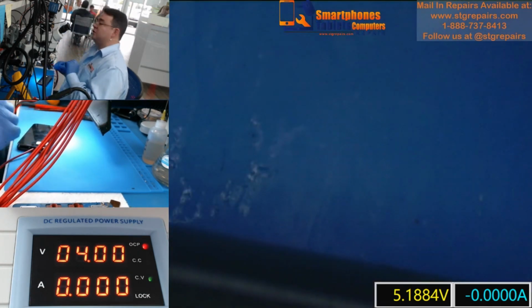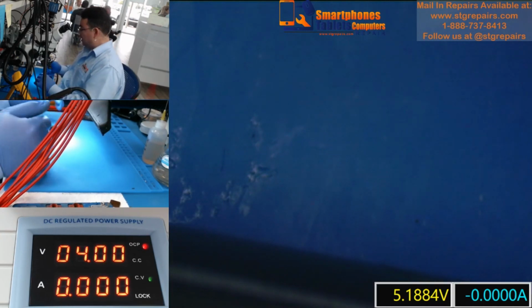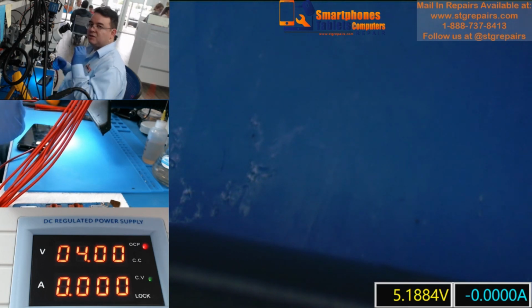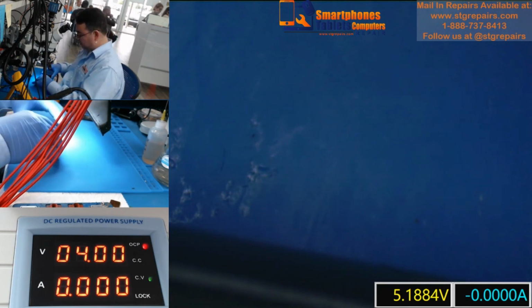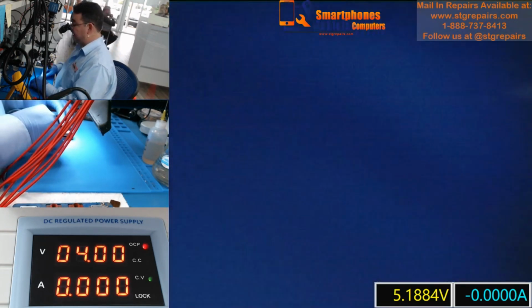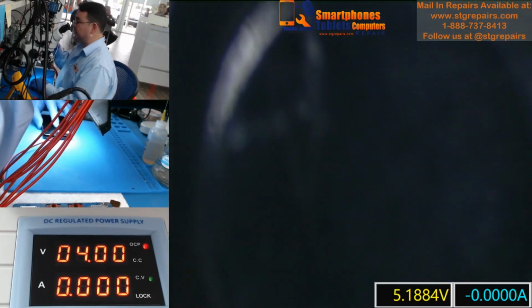So that's the first issue we see. That's what I told you, you have to pay attention to every single detail. Now, I can see the home button is damaged.